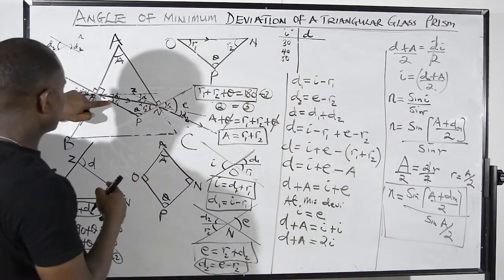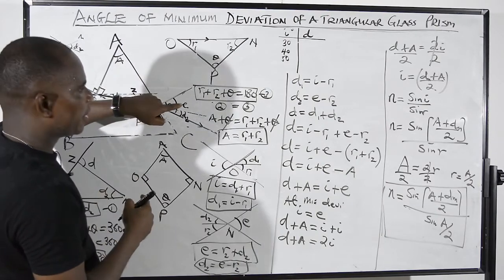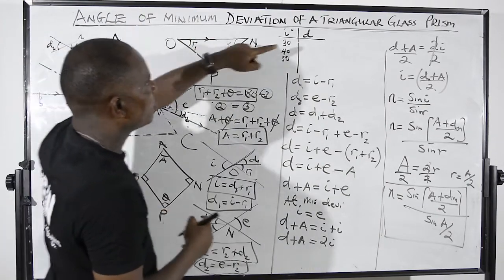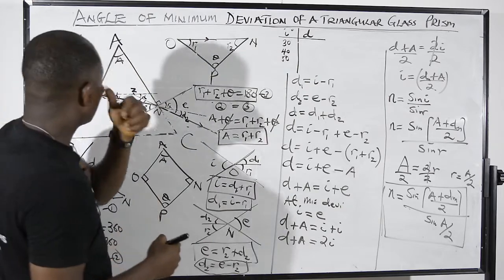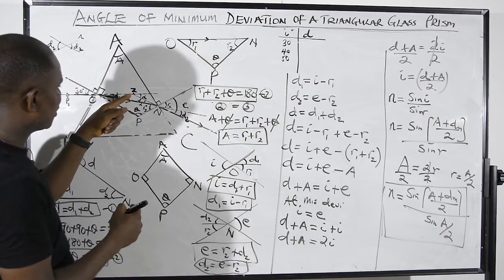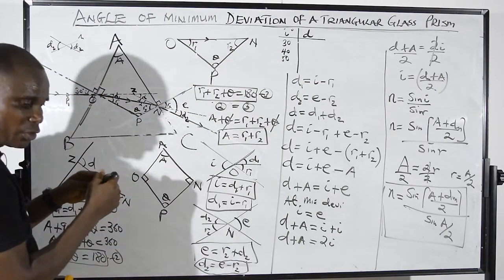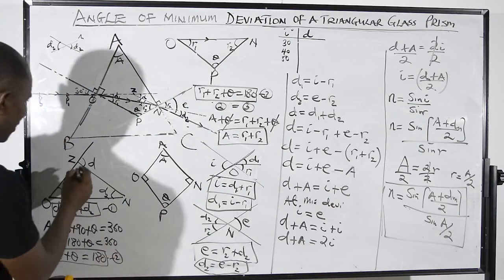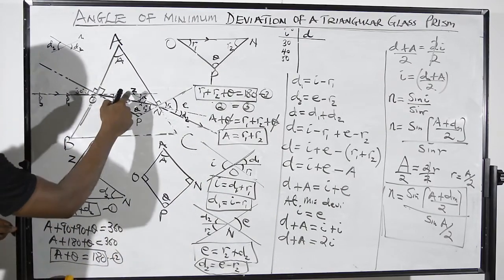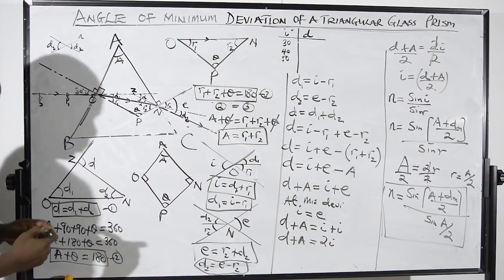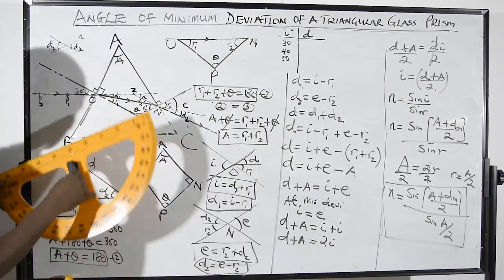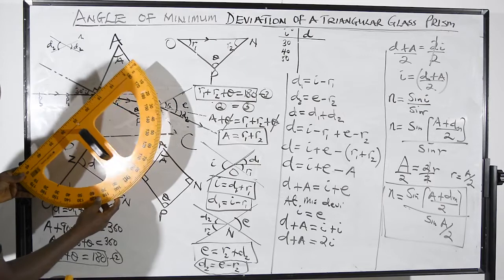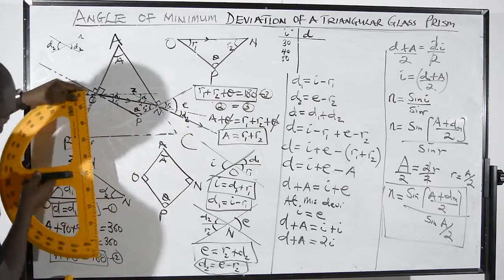You must have measured the angle of emergence if you like, and you can also measure the angle of deviation. But here we are just interested in the angle of deviation. So how did I get that angle of deviation? Let's see how you measure that. You put your protractor there and you measure that angle.